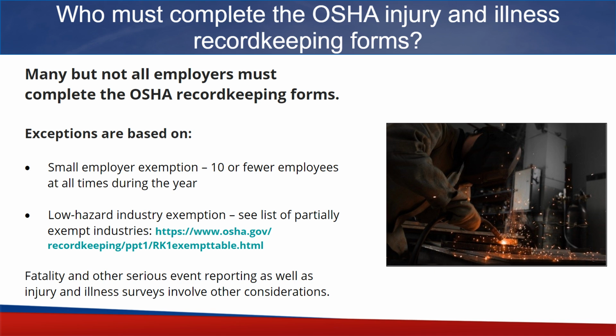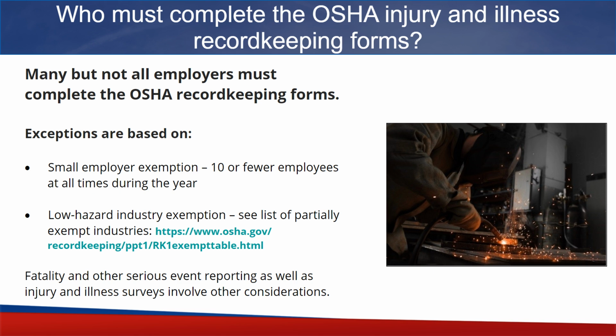In addition to the small employer exemption, there is an exemption for establishments classified in certain industries. For example, the forms do not need to be completed for restaurants, banks, and medical offices. A complete list of exempt industries can be found on this slide by using the Partially Exempt Industries link. Establishments normally exempt from keeping the OSHA forms must complete the forms if they're informed in writing to do so by the Bureau of Labor Statistics, or OSHA.